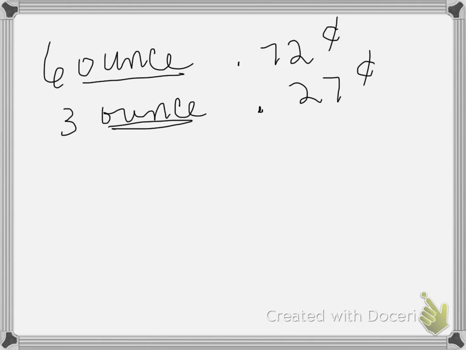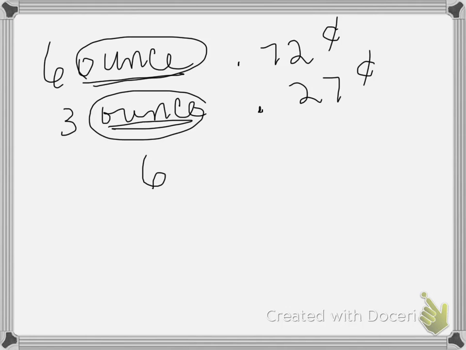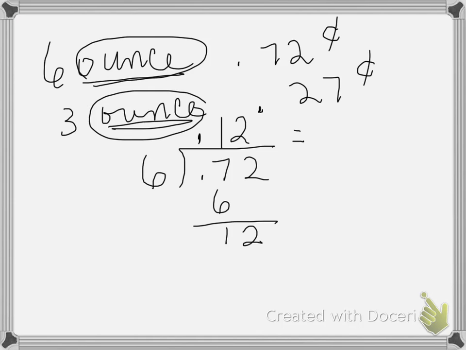So to figure out the cost per ounce, you simply divide. So to get the cost per ounce, I'm going to divide, for the first one, the 6-ounce bottle, 6 into 0.72. So 6 into 0.72, bring the decimal straight up. 6 goes into 7 one time, okay? 6 times 1 is 6, 12. 6 goes into 12 2 times. So that's each ounce for the 6 ounce, when each ounce is how much? 12 cents. Each ounce.